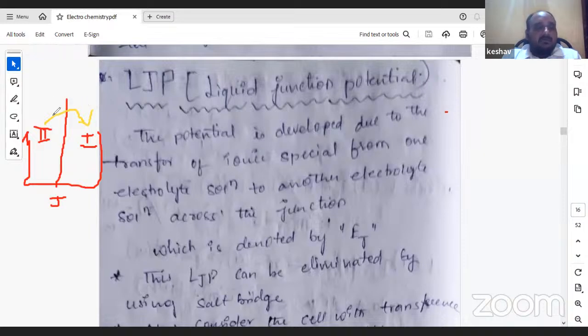So which ions are transferred? H plus ions. One H plus ion is transferred, one negative will appear, so a negative balance will be there. That negative will be deposited here. One more H plus ion is transferred, another negative. One more H plus, another negative. If 5 H plus ions are transferred from 2 to 1, here 5 more positive charges will be deposited at the junction.